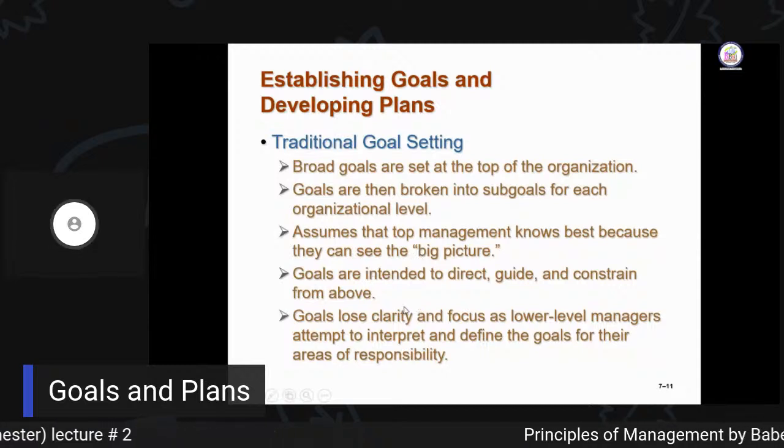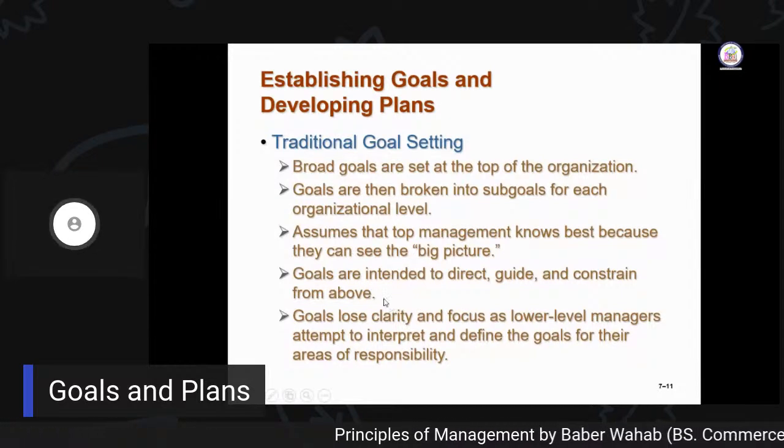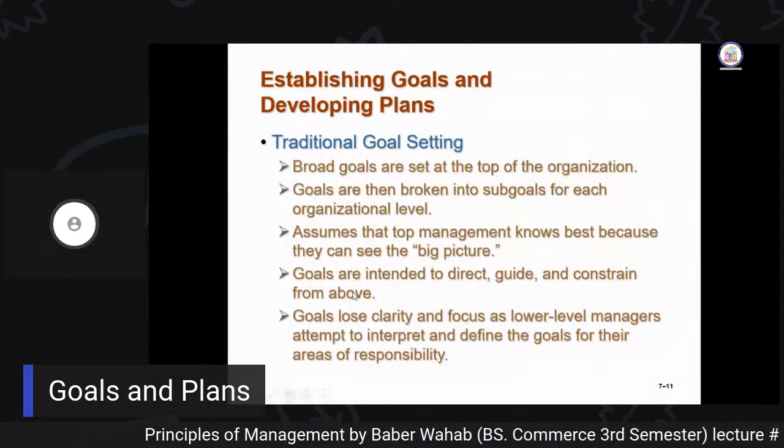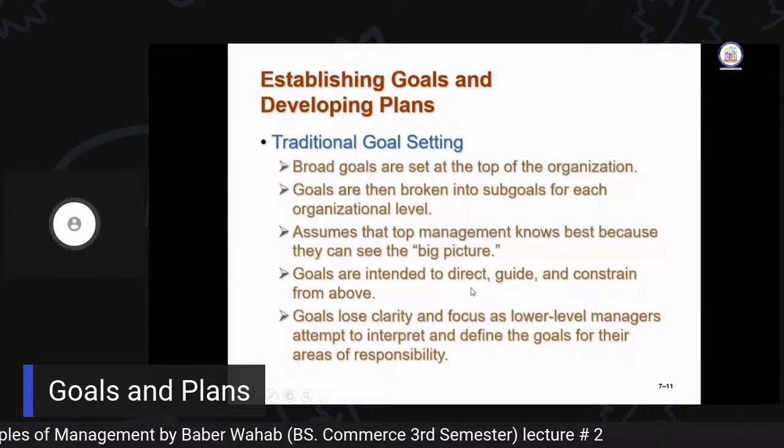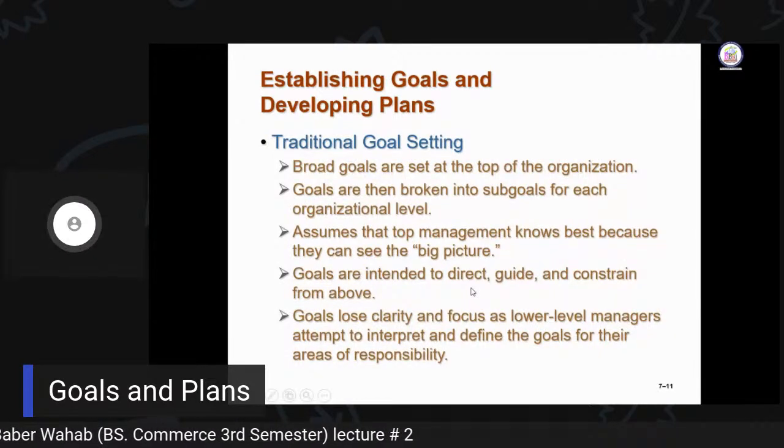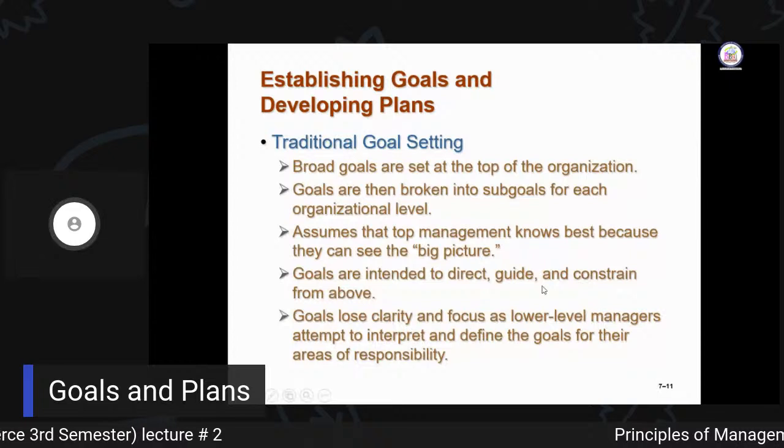In traditional goal setting, the goals that have been set from the top, the purpose is to direct, guide, and also limit or constrain you from the top.